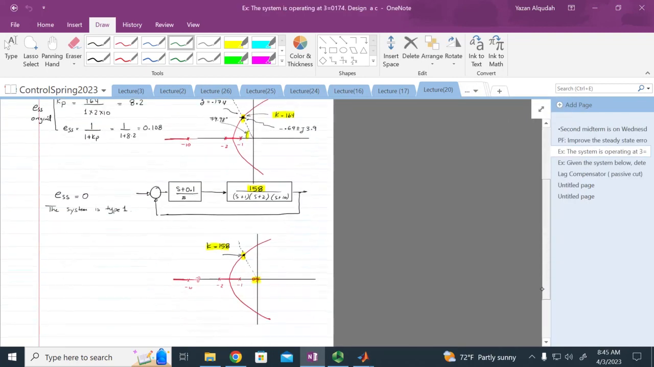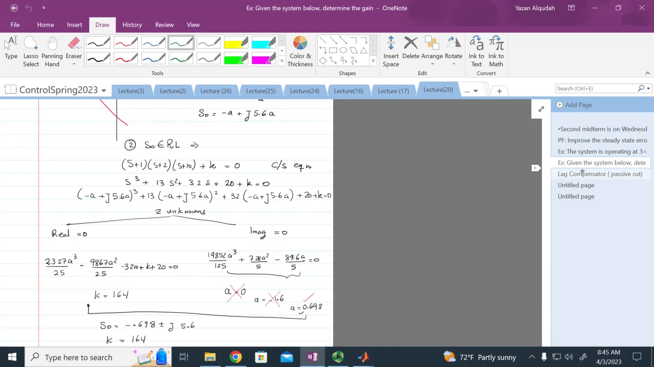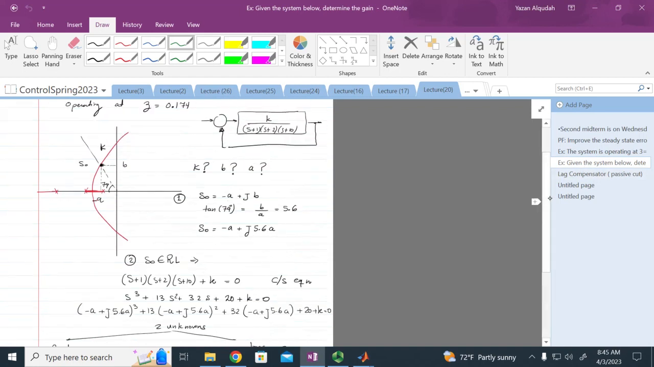You have zeta omega n on the x-axis, and then omega n times the square root of 1 minus zeta squared. Does this look familiar? It's been a while. This was not on the exam, so nobody's studying this. It was tangent. Okay, so this is how we find the location of the intersection.